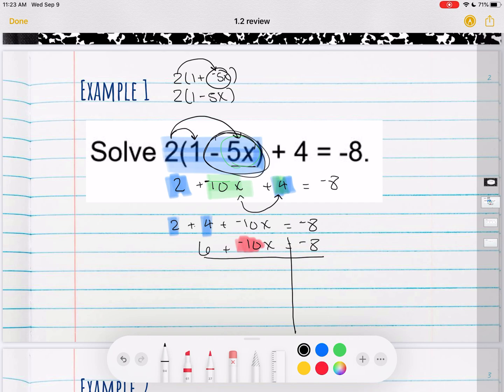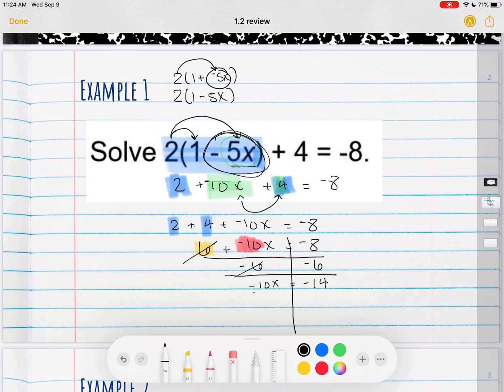Now I want to keep negative 10 around the longest, so I'm going to get rid of that 6 first. It's a positive 6, so to get rid of a positive 6, I'm going to subtract 6 from both sides. Remember, that's the addition property of equality. Those cancel out, so I'm left with a negative 10x on my left. And negative 8 minus 6 is, let's see, negative 14.